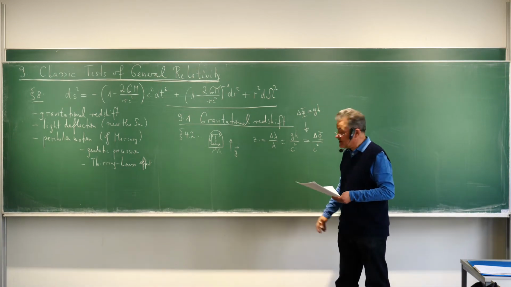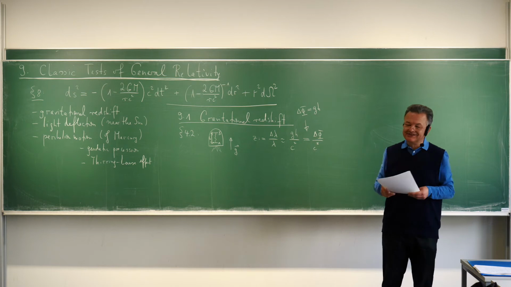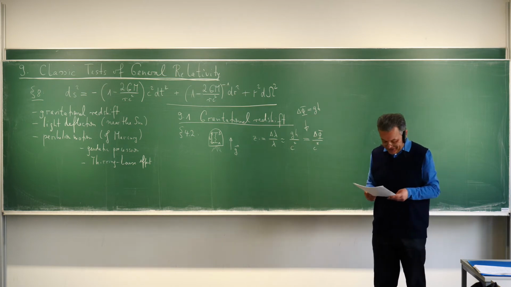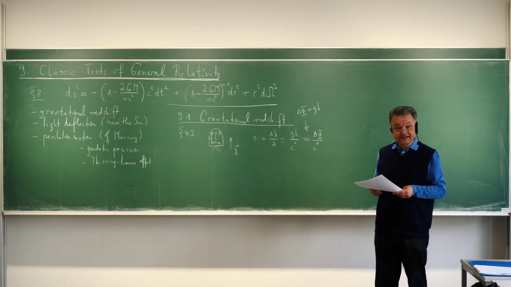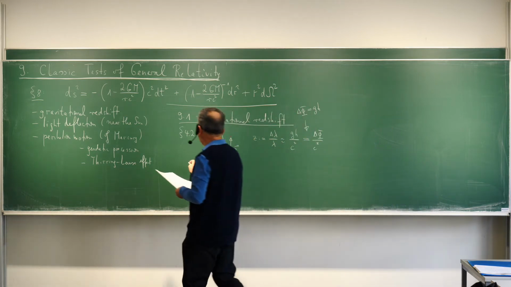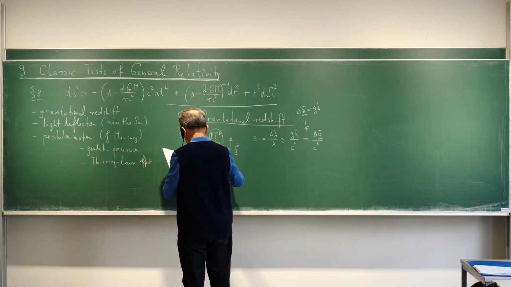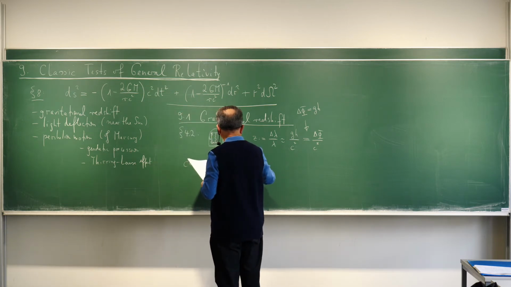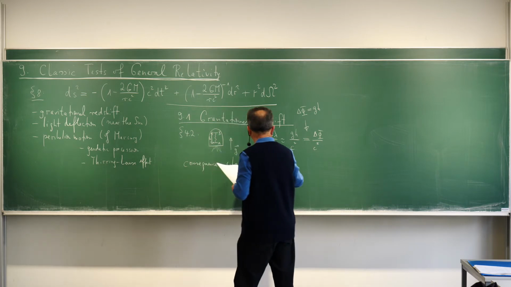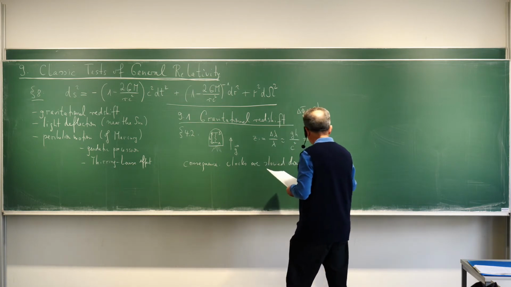That's the gravitational redshift. I mean, of course, it can also be a blueshift, but the terminology calls it redshift. As a consequence, clocks are also slowed down in a gravitational field. So I should emphasize this again. So, consequence: clocks are slowed down in a gravitational field.